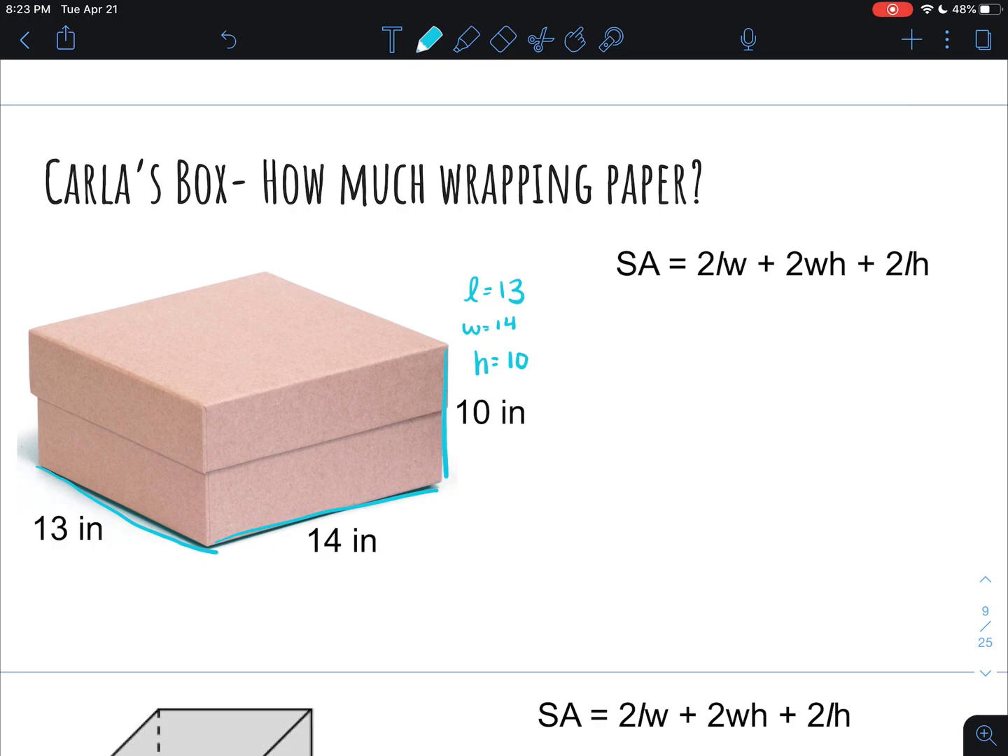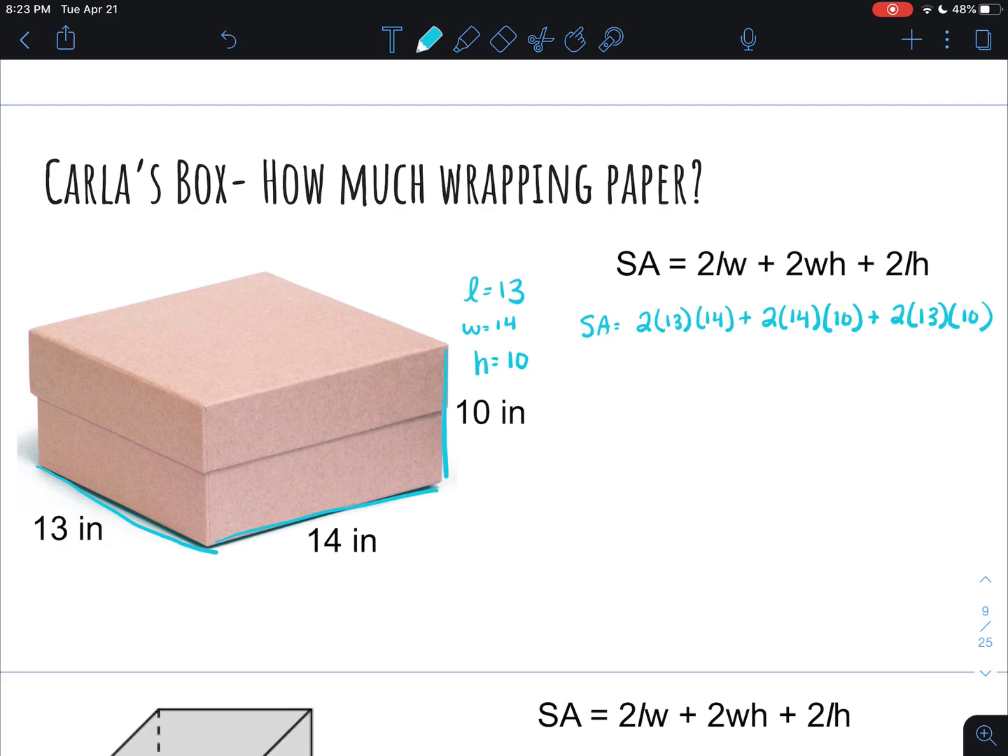And those are interchangeable. You can actually use them any which way. It doesn't matter as long as you plug them in correctly. So plugging them all in, surface area equals 2 times the length of 13 times the width of 14 plus 2 times the width of 14 times the height of 10 plus 2 times the length of 13 times the height of 10.